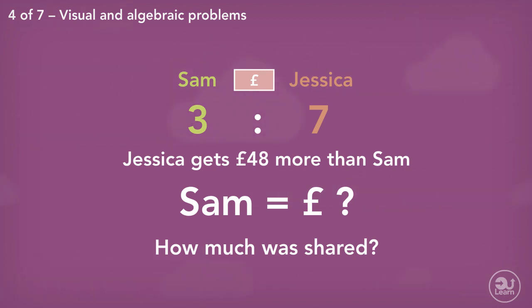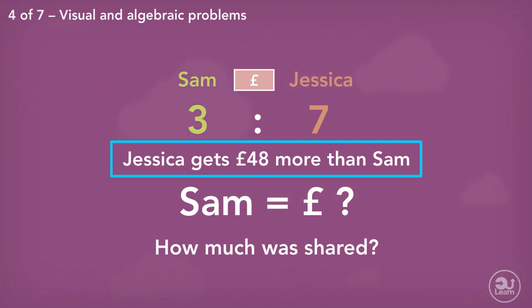We have not been told what the total amount of money is, and unlike the last question, we haven't been told what any of the parts of our ratio is worth either. So what do we do? Well, we know that Jessica gets 48 more than Sam. If I could find out how many parts 48 is worth, then we can answer the question. Remember, as always, the key is to find out what one part is worth.